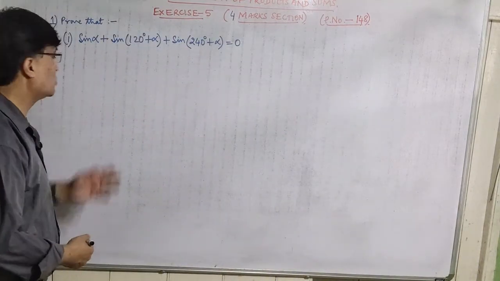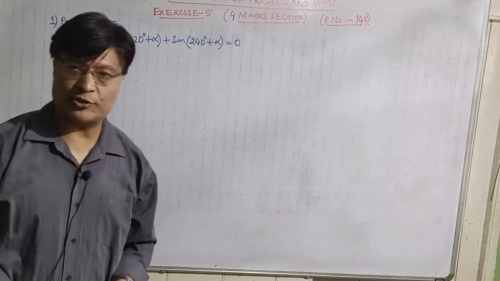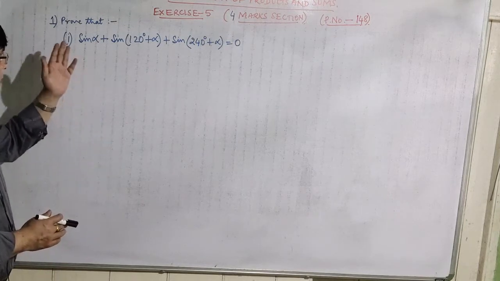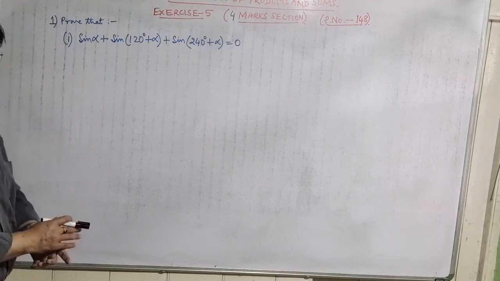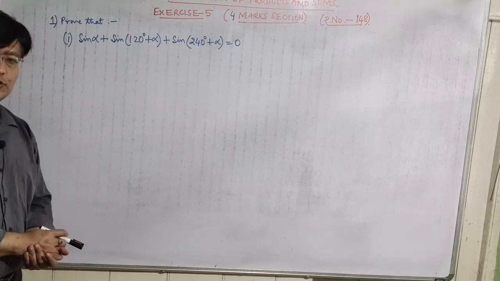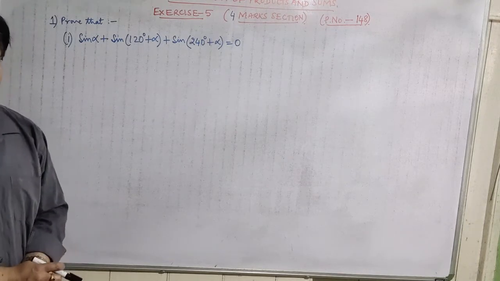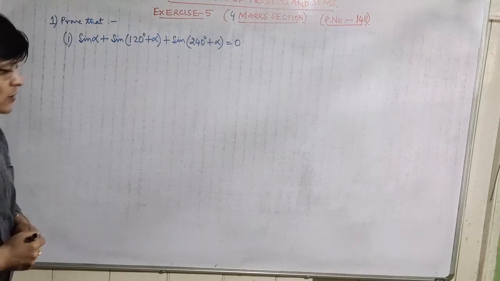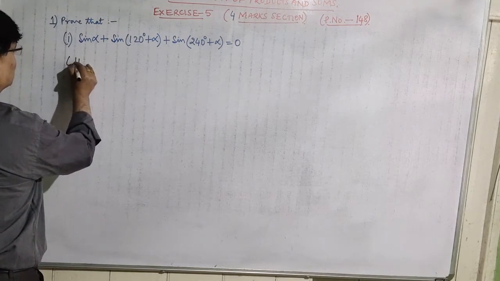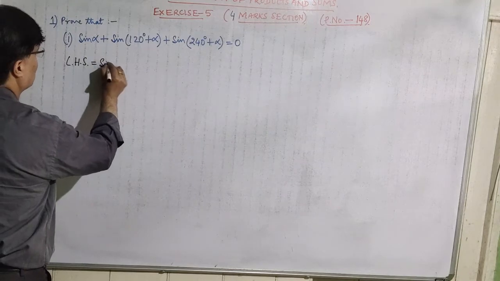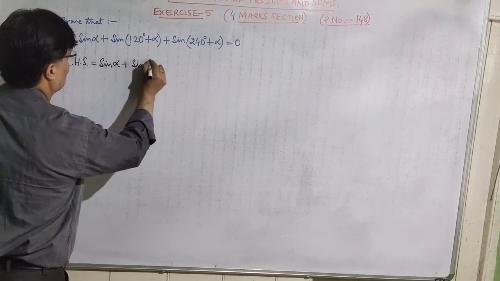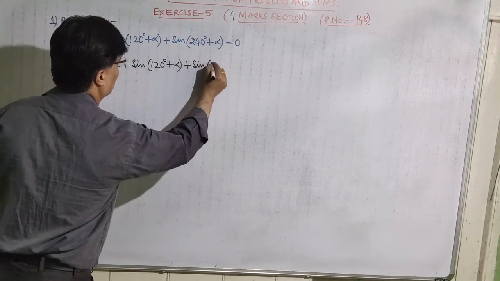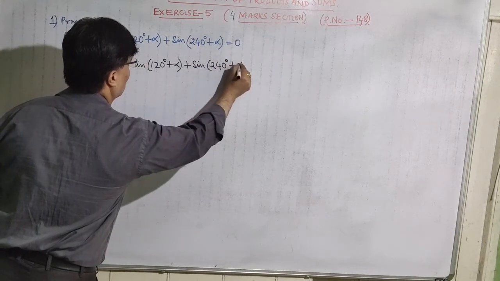Now let's do the next question from the 4 marks section of the same exercise, exercise 5. Let us do question number 1. Prove that LHS is equal to 0. The question is sine alpha plus sine of (120 degree plus alpha) plus sine of (240 degree plus alpha) is equal to 0. You have to prove it. So let us write down the left hand side. LHS is equal to sine alpha plus sine (120 degree plus alpha) plus sine (240 degree plus alpha).